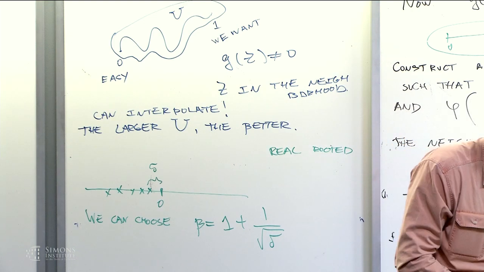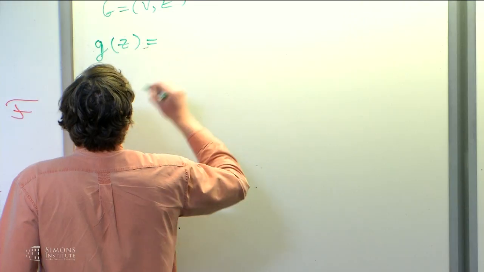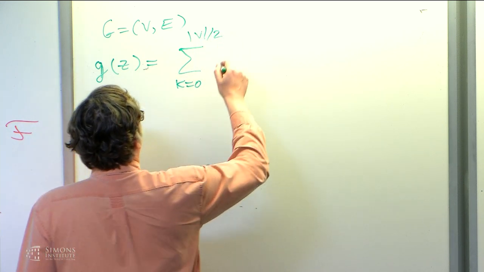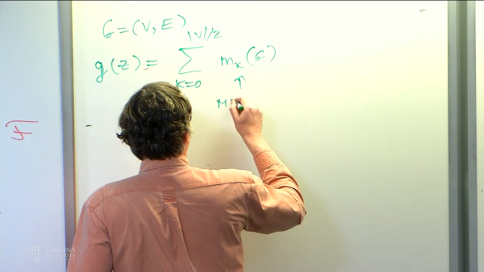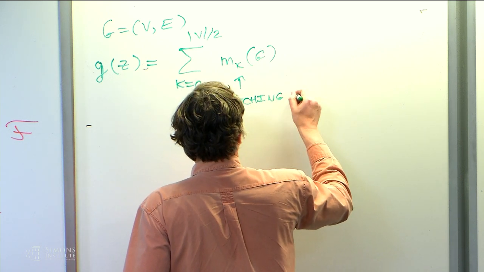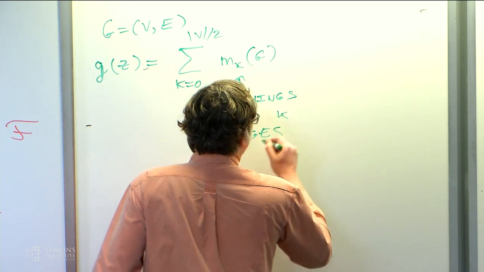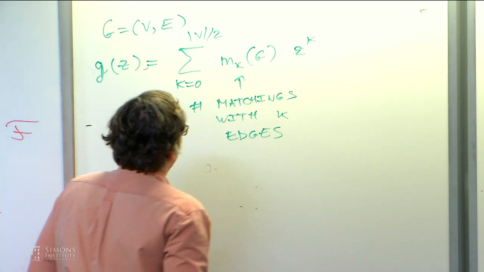So it was introduced in several shapes and sizes. And the one I like was introduced by Alistair yesterday. So we have a graph. And the matching polynomial, the sum from k equals 0 to, say, half of the number of vertices, m sub k of g, that's the number of matchings with k edges. I'll eat up a minute or two from the exercises. Okay. So times z to the k, right?